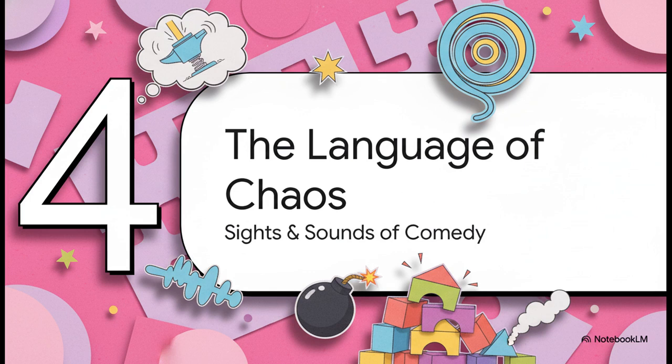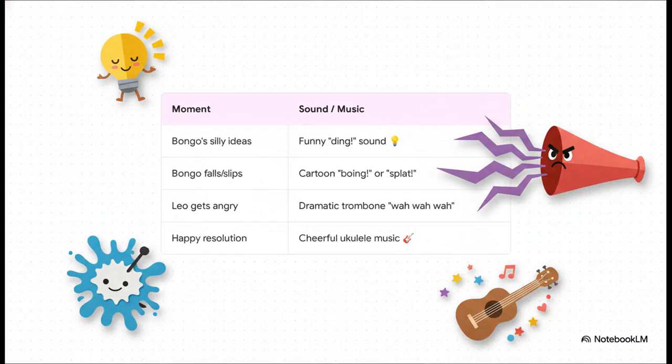This next part is all about the polish, the specific tools the script uses to make all that chaos genuinely funny. Think about how sound is pretty much its own character here. You get a little ding for an idea, a splat when someone falls, that sad trombone wah wah wah for Leo's frustration. These aren't just random noises, they're emotional signposts. They punctuate every single joke and tell the audience exactly how to feel from one moment to the next.